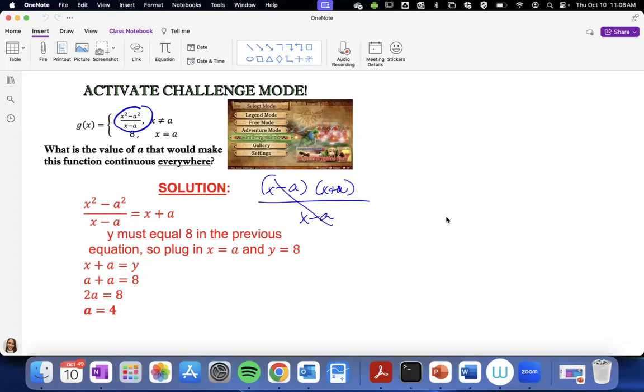And so x plus a has to equal this 8, that y value, in order for it to be continuous, because the limit has to equal the value of the function. You solve it, we get a equals 4. Okay. Anyway, that's how it's done. But today we're going to be calculus detectives.